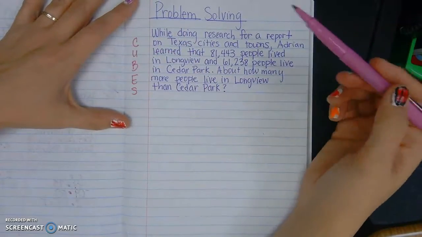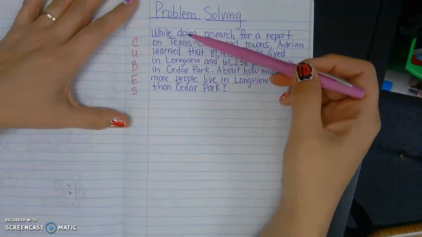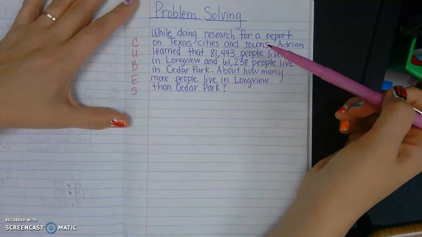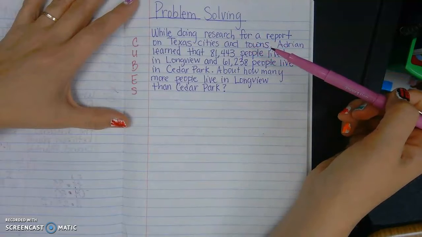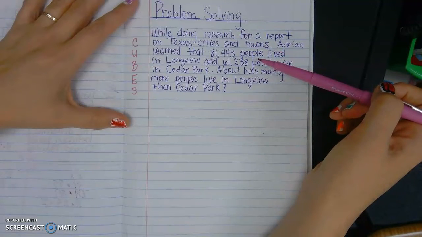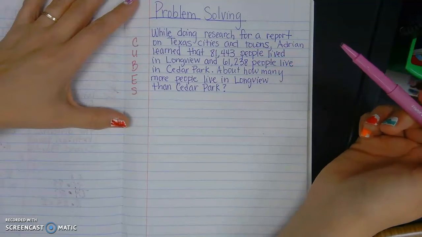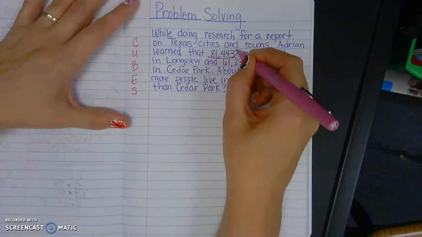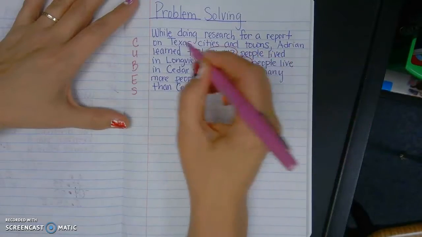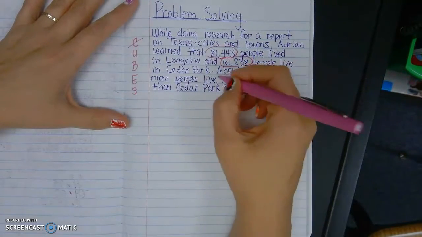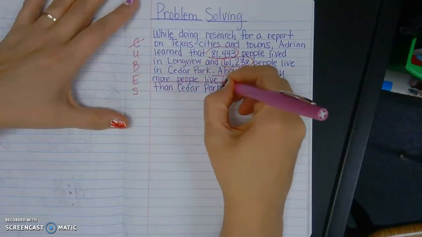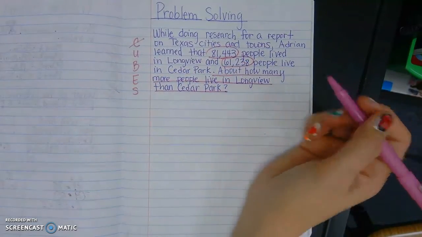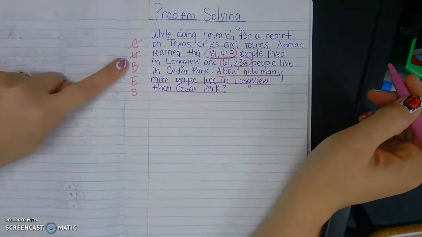So your problem says, while doing research for a report on Texas cities and towns, Adrian learned that 81,443 people lived in Longview and 61,238 people lived in Cedar Park. About how many more people lived in Longview than Cedar Park? So I'm going to circle my two numbers that I have for the C. I'm going to underline my question, about how many more people lived in Longview than Cedar Park. Ooh, I got some good keywords there. All right, so now I'm going to box the words that I see.